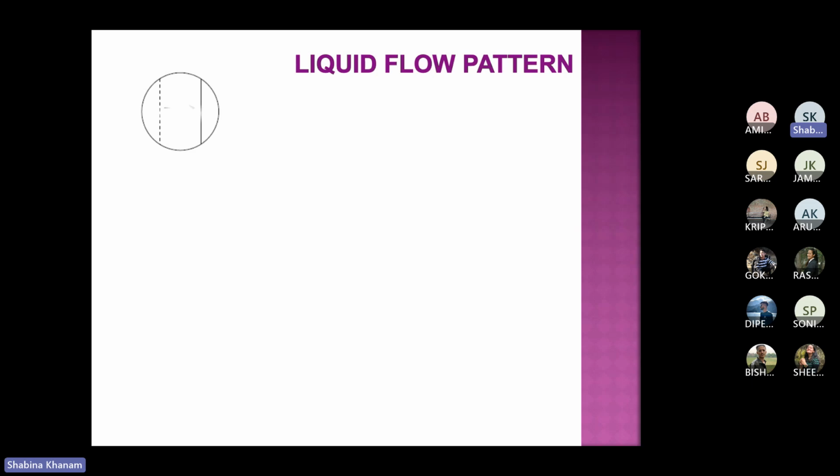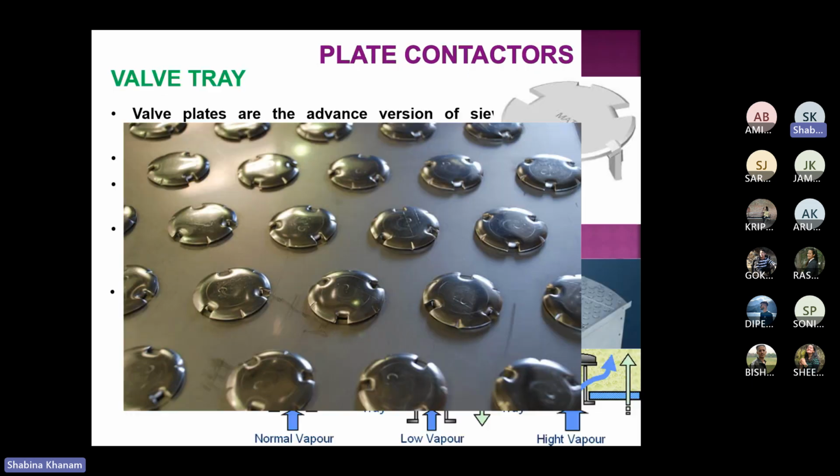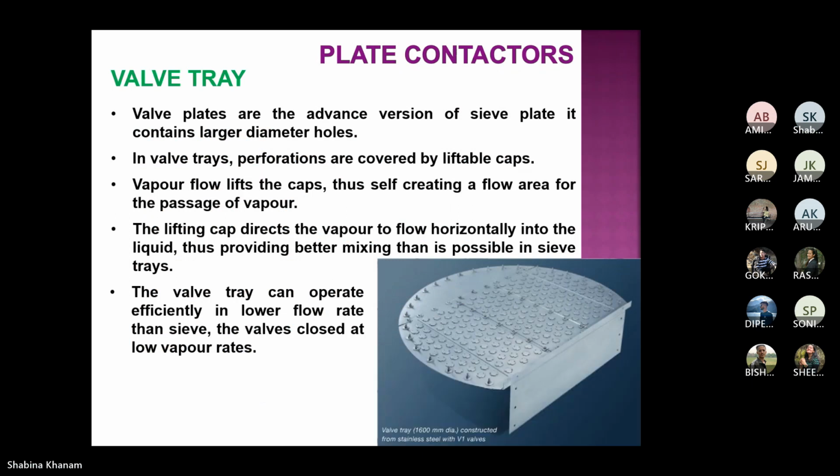Here I have different things. When I say that liquid is moving from inlet downcomer to outlet weir, you see liquid is coming to this calming zone, the inlet downcomer, and then it flows over this plate and exits from here. This is the outlet weir, inlet downcomer to outlet weir.